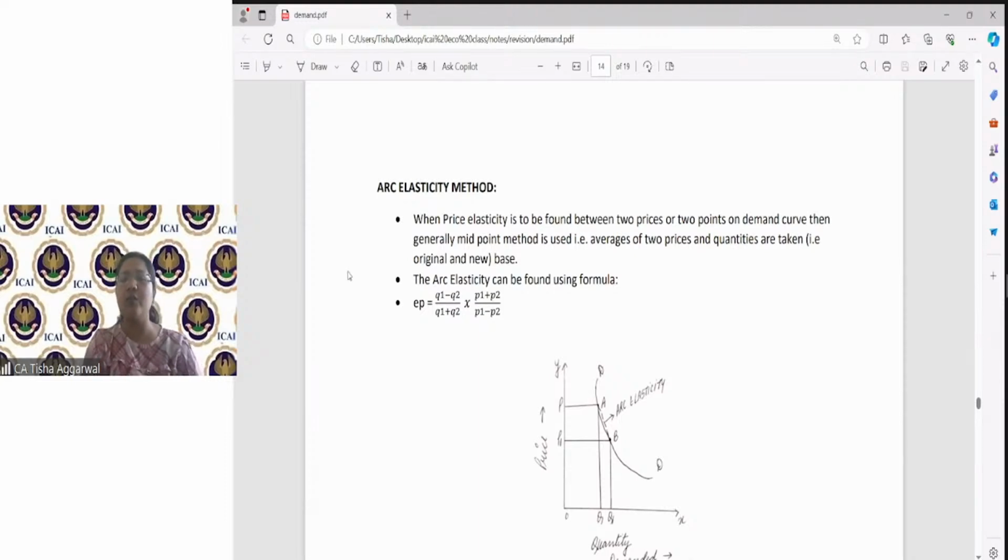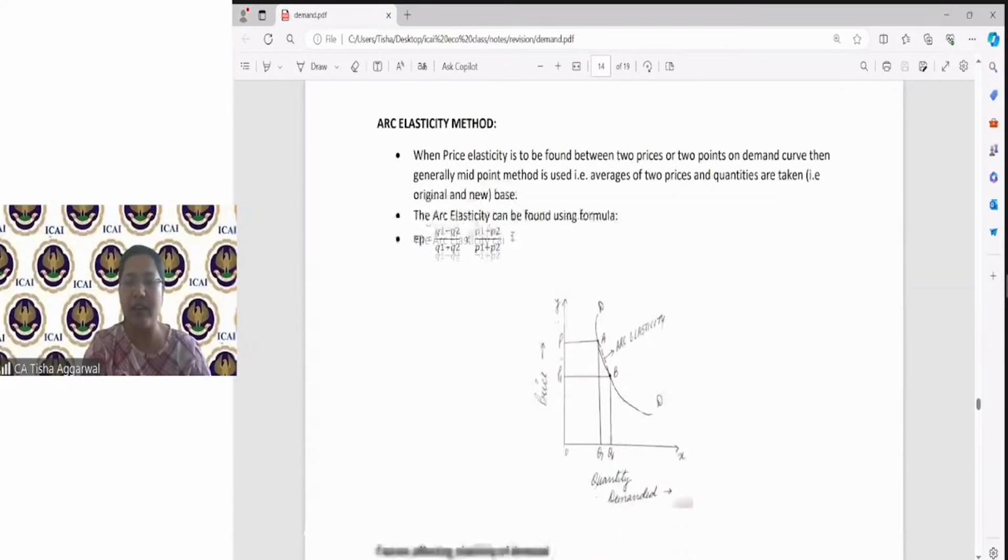Elasticity is equal to Q1 minus Q2, that's the new quantity minus the old quantity, upon Q1 plus Q2, into P1 plus P2 upon P1 minus P2. If you see this, we are doing nothing but taking out the averages. And when we take out the averages, we find this particular relationship, and this is how the arc elasticity methodology works.